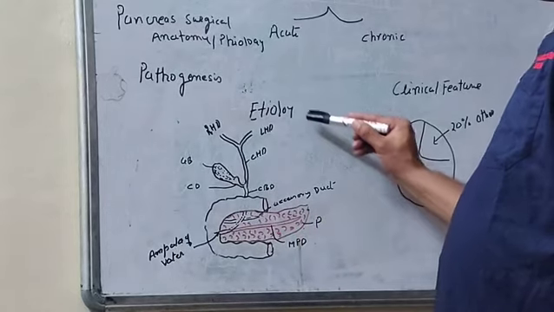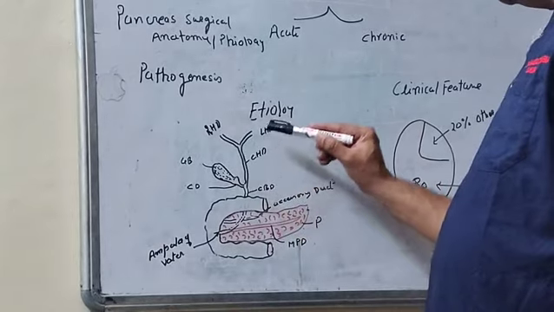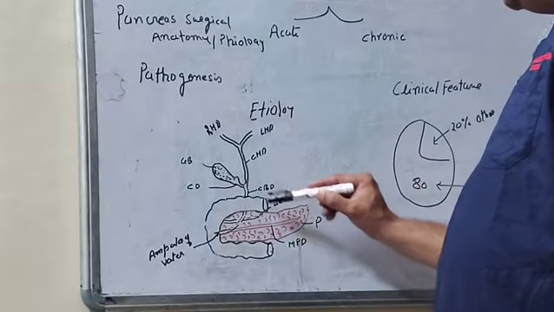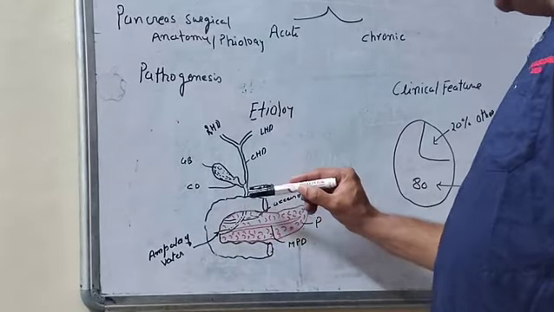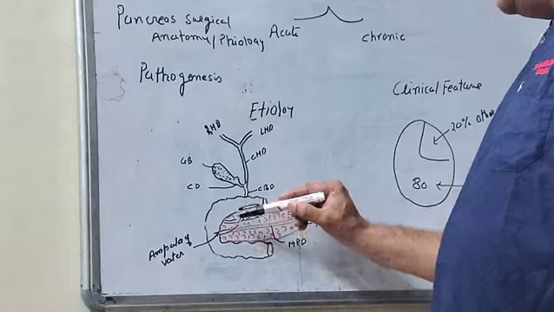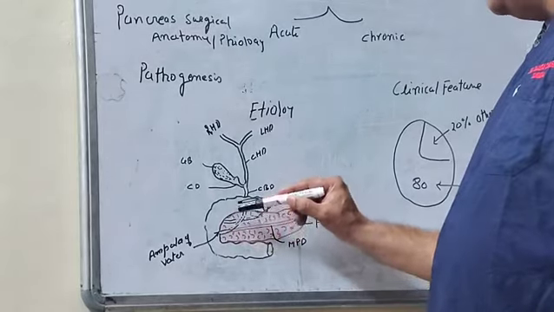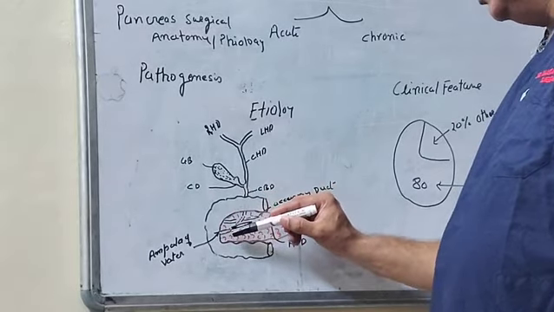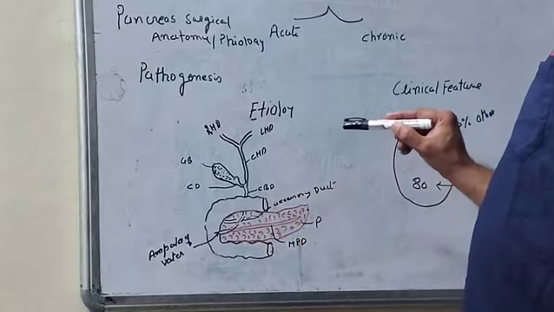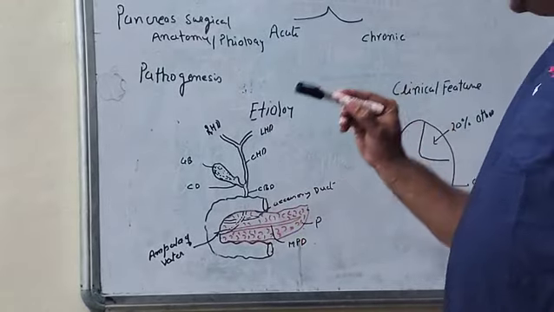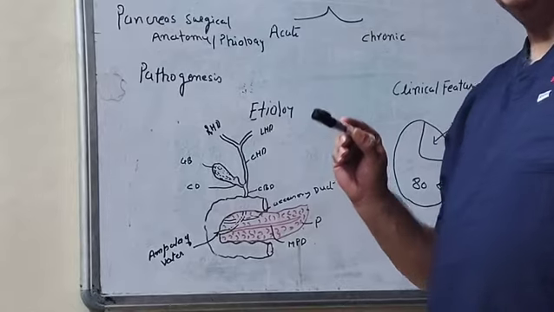This is the diagrammatic representation of pancreas, duodenum, gallbladder and CBD. CBD and main pancreatic duct fuse together and form the hepatico-pancreatic papilla, which drains the pancreatic juice and bile into the common channel. It is surrounded by the sphincter of Oddi.